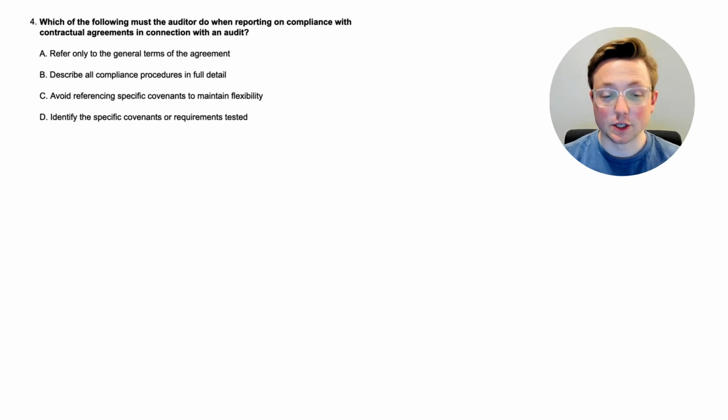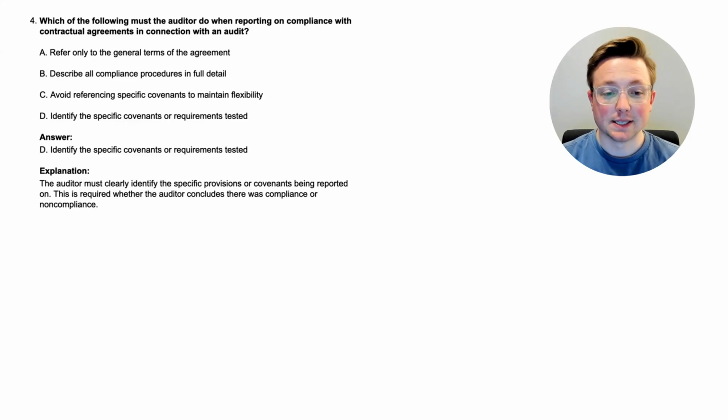All right, here we are at question 4. Which of the following must the auditor do when reporting on compliance with contractual agreements in connection with an audit? So let's go through the options. Option A, refer only to the general terms of the agreement. Option B, describe all compliance procedures in full detail. Option C, avoid referencing specific covenants to maintain flexibility. Or option D, identify the specific covenants or requirements tested. So again, which of these do they have to do when they're reporting on compliance with contractual agreements? Pause the video if you want to think about this, but if not, that's okay. We're going to look at the answer together right now.